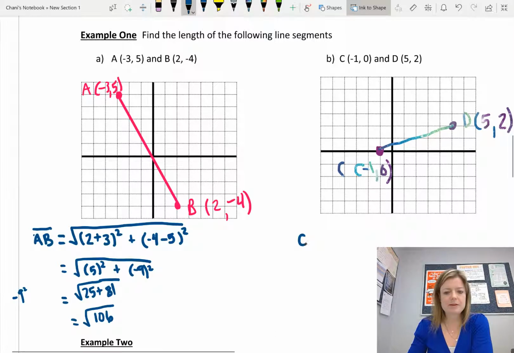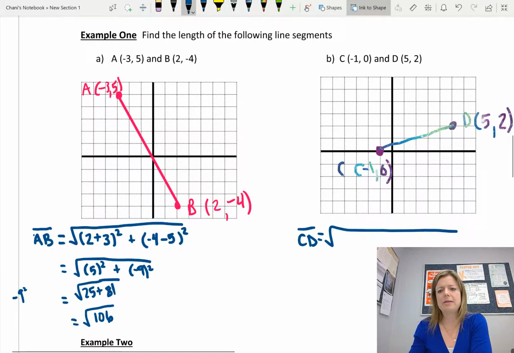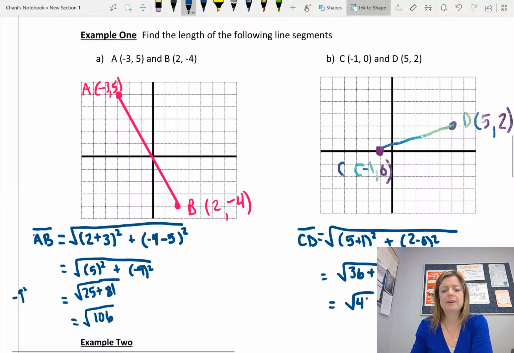Okay, so from C to D, you get the big square root of 5 plus 1 all squared plus 2 minus 0 squared. So you get the square root of 6 squared, which is 36, and 2 squared, which is 4. So you get square root 40.